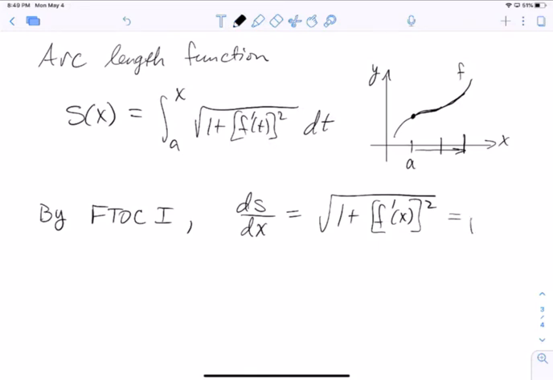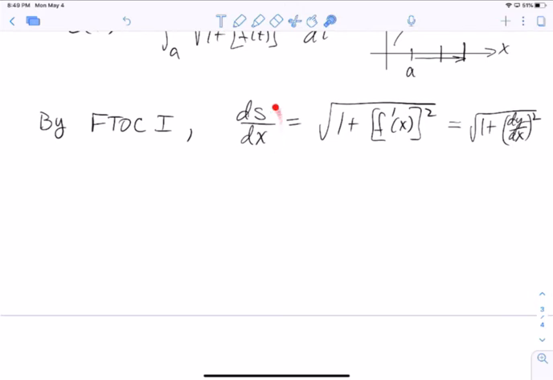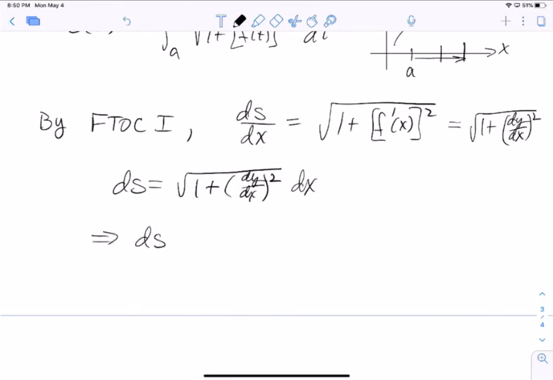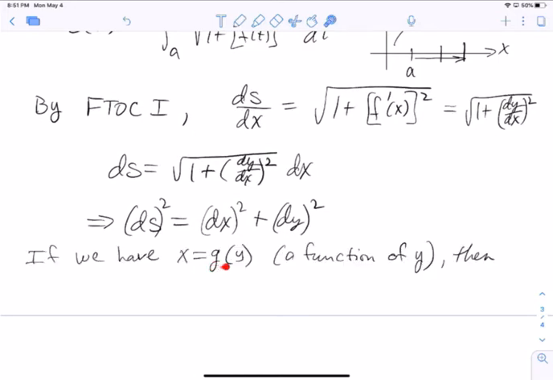Another way to write this is, of course, the square root of 1 plus (dy/dx) squared. Remembering again that first derivatives act like fractions, we can rewrite this equation as ds is equal to the square root of 1 plus (dy/dx) squared, dx. Squaring both sides and distributing on the right, we end up with ds squared is equal to dx squared plus dy squared.